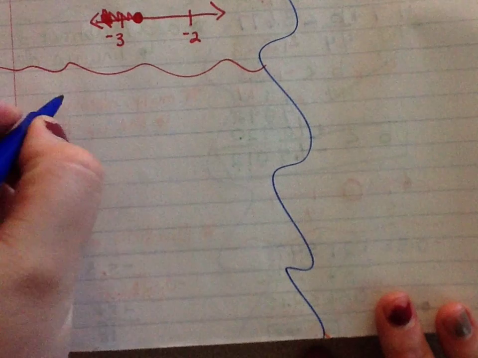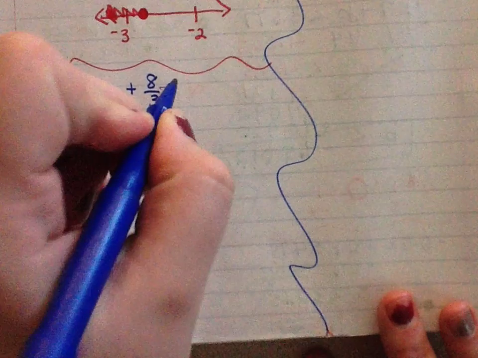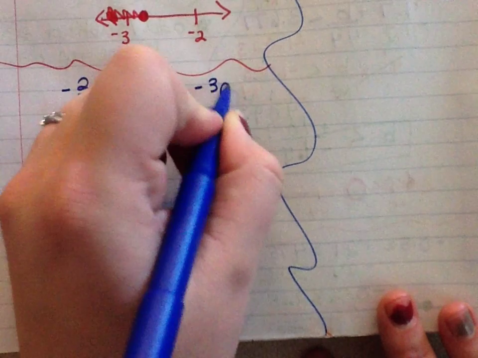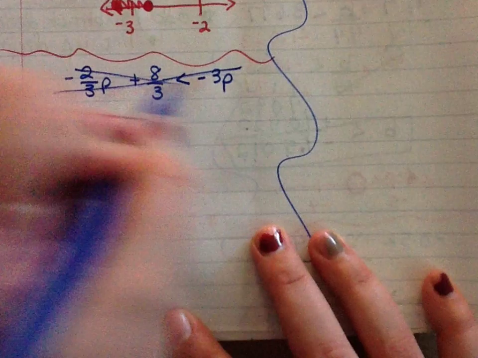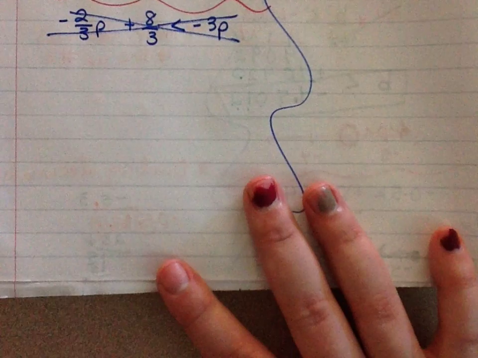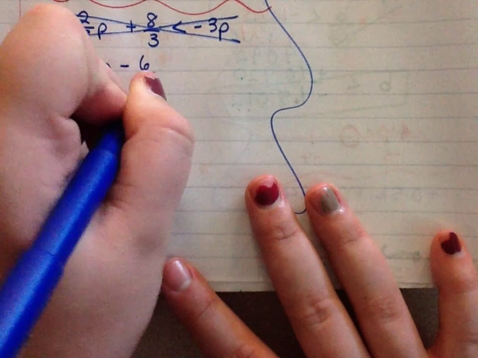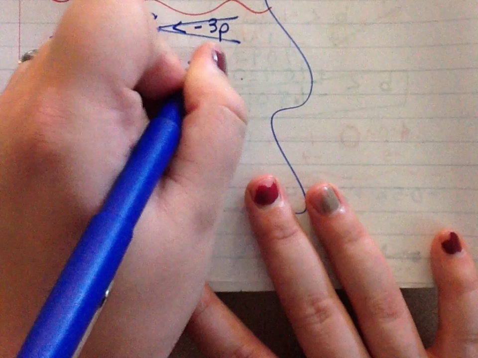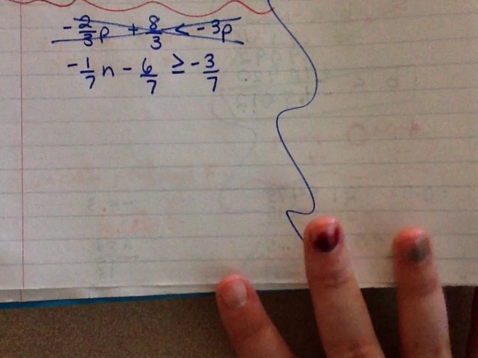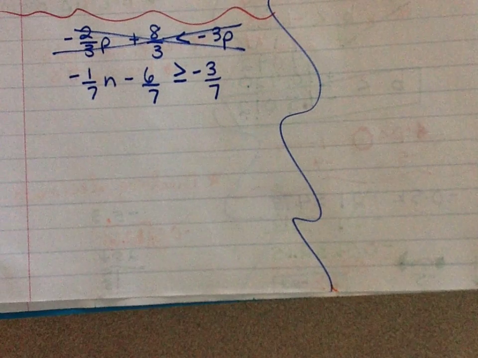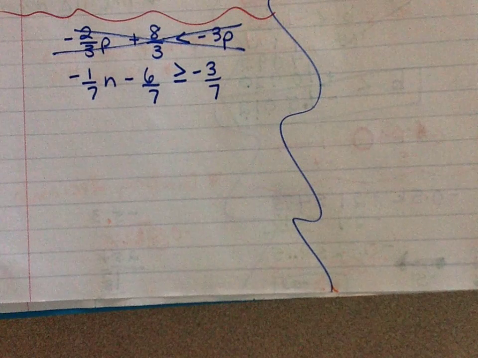Okay. Negative 2/3 p plus 8/3 is less than negative 3p. Nope, that's not the one I wanted. Sorry, I had my original class cross that off too. Negative 1/7n minus 6/7 is greater than or equal to negative 3/7. Sorry, that's the one I wanted. Good job. Copy this in.